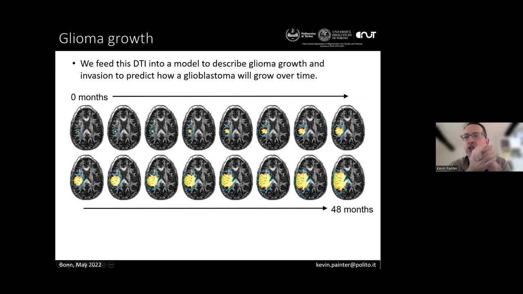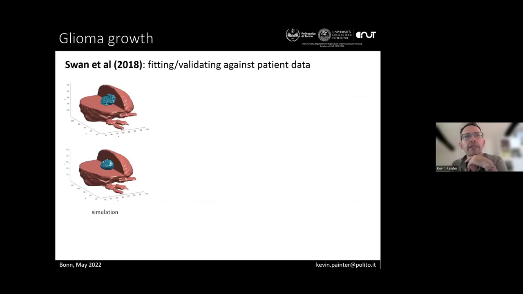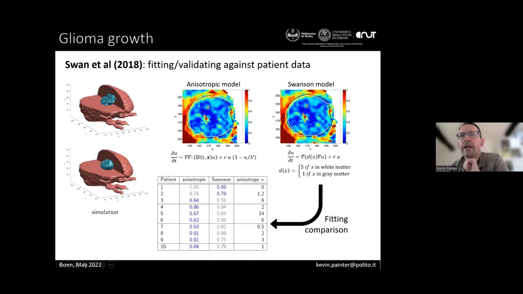And the way my colleagues have been taking this now is to start fitting it and validating it against patient data. They take the simulation and benchmark it against an earlier classic model for this sort of process developed by Swanson, which is still very much used in the literature. And then by a fitting comparison, they're showing that the anisotropic model seems to do a better job at fitting that data.